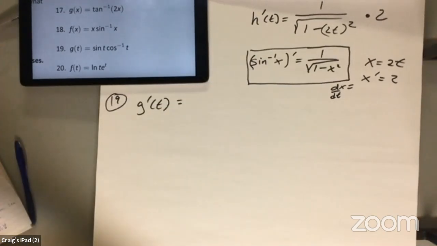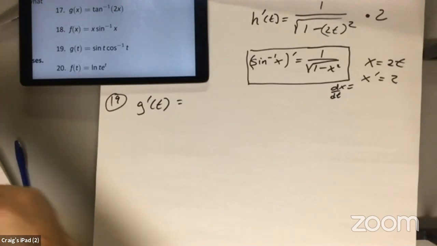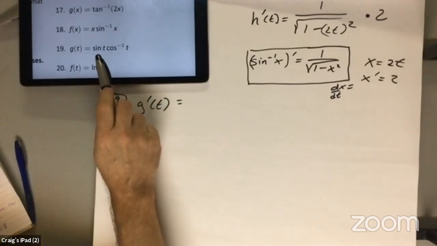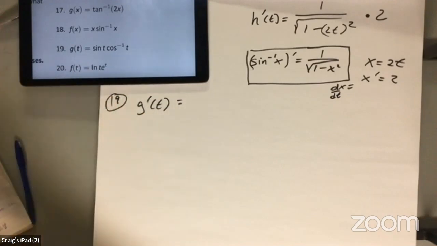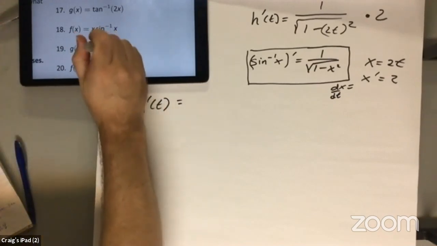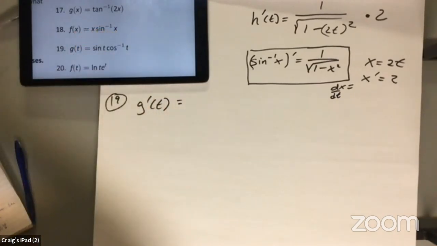We have the derivative of a product of two different functions, the sine function and the inverse cosine of t. So there's really just a little dot right there. So I'll put a little mark right there. No, not on my iPad.